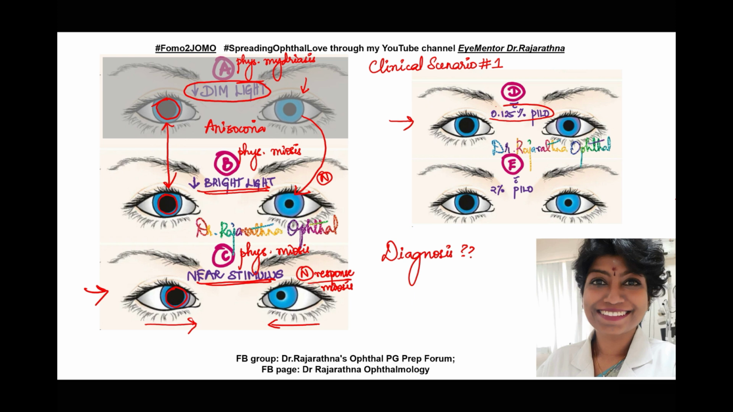D is 0.125% pilocarpine. Now that's a very diluted pilocarpine. Now what is the response that I expect? A normal pupil will not constrict. Now look at my right pupil, absolutely no change, it's still well dilated. And I realize that my left pupil is not constricting. See, it's not constricting. So it's a normal response. Normal response by not responding, right? Okay, so now we move on to E.